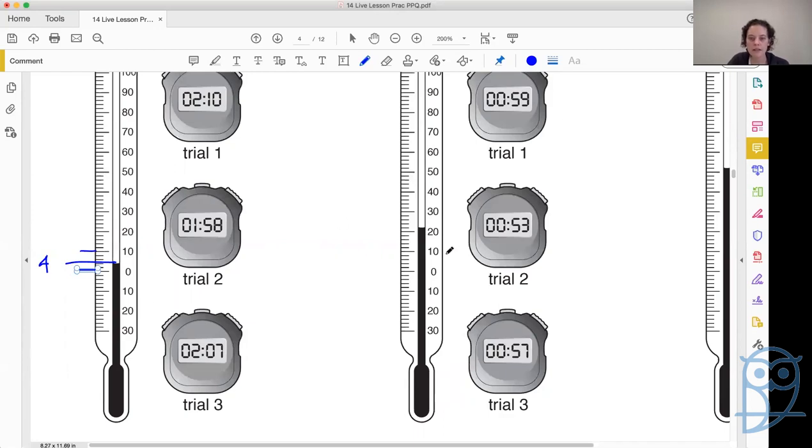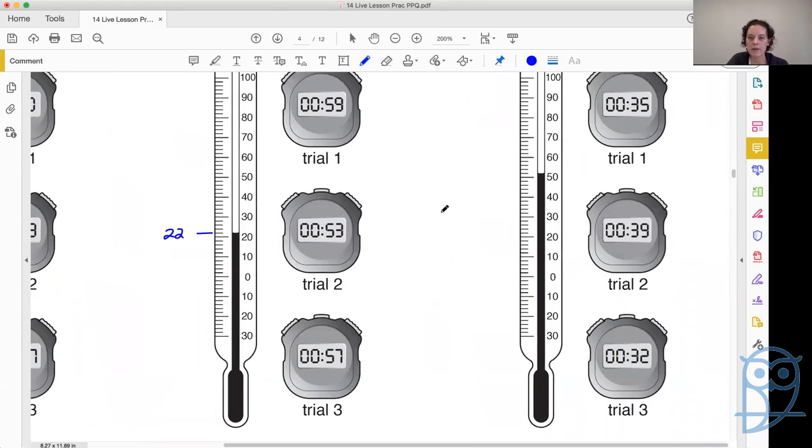If we look at our second thermometer, there's our long 20 line, and we're one little line above. So we are at 22. And our last thermometer, there's our 50 line. We're one little line above, which means on this thermometer, we're at 52.